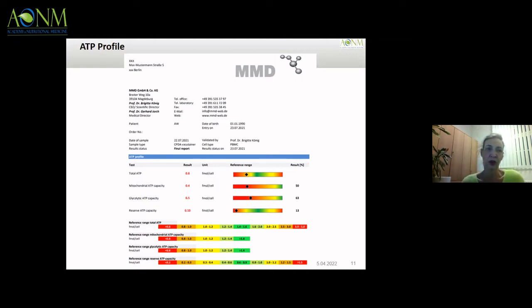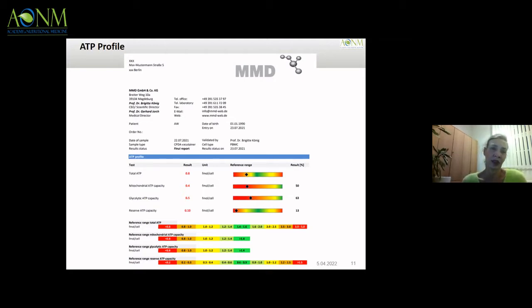You have to know also how much is the capacity of the mitochondria to produce ATP. And on the other side, you must also know whether the cell is able to degrade glucose and put glucose as pyruvate into the mitochondria. And then you also need to know whether the cell is able to produce ATP in other ways if there's a need. So we see here a total ATP of 0.8. It is not very good. It is too low.